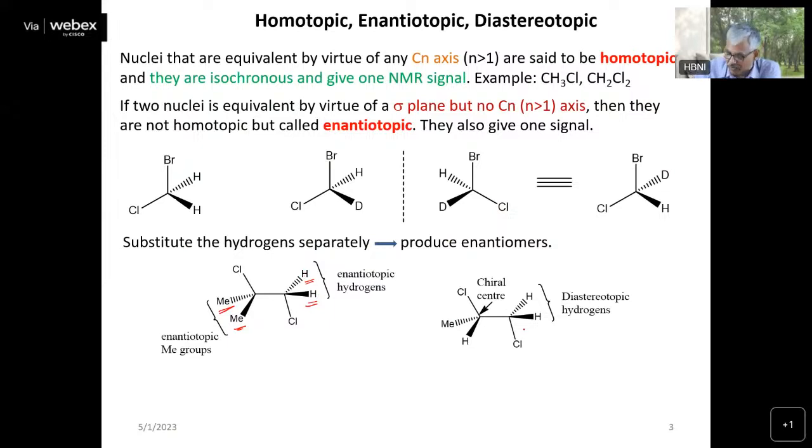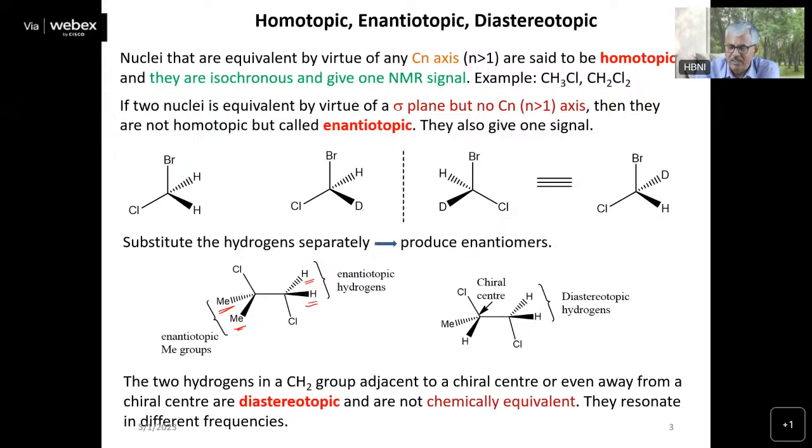But if you look at this molecule, there is a chiral center. All four substituents are different. Now these two hydrogens, you can see there is no symmetry element here. This is an asymmetric molecule, and these two hydrogens are no more equivalent. That's why they are called diastereotopic hydrogens.